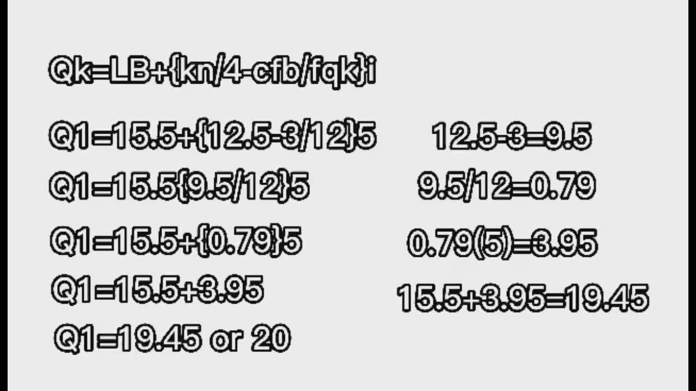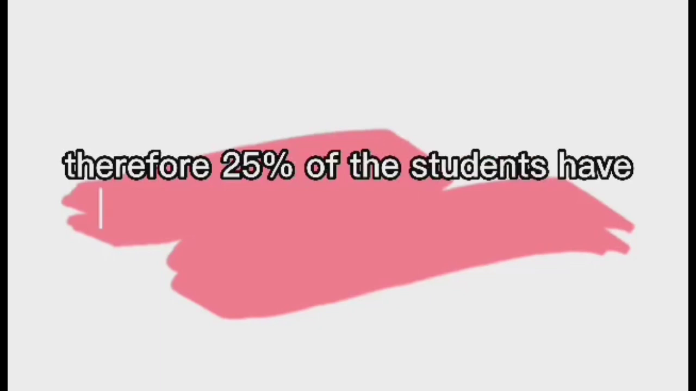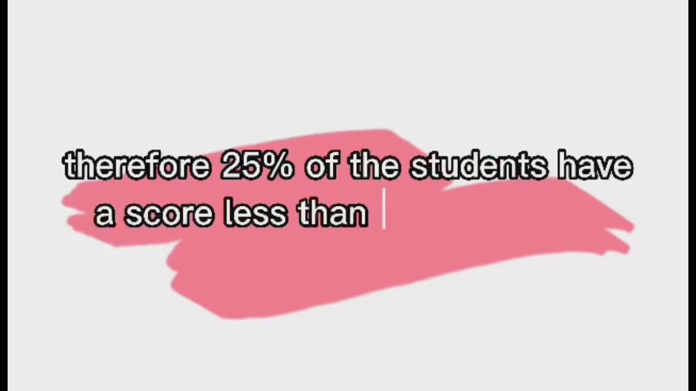So our quartile 1 is 19.45, or it can be 20. So therefore, 25% of the students have a score less than or equal to 20.